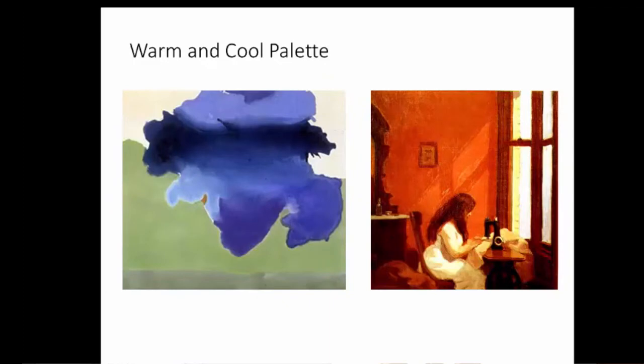We also have warm and cool palettes. On the left, you see the cool blue, which can suggest a sense of calm. And on the right, you see the bright, warm palette, which can create a sense of warmth or action or love or anger, however the artist wants to convey the emotion through color.